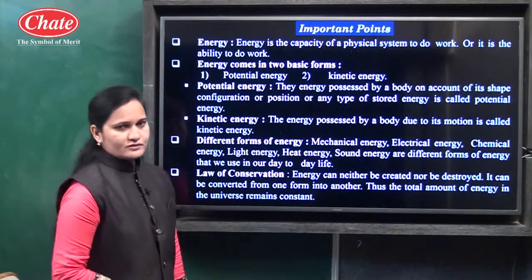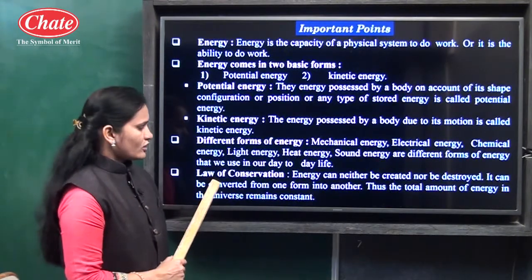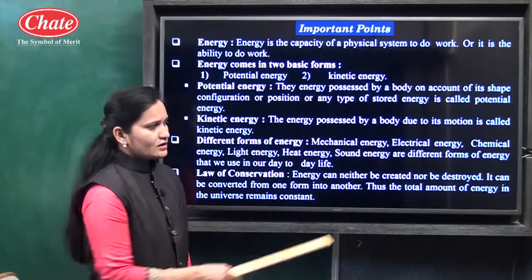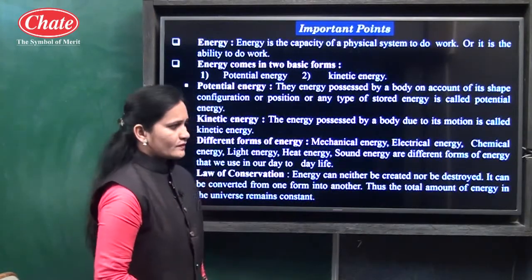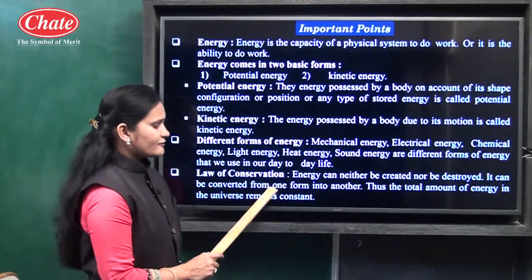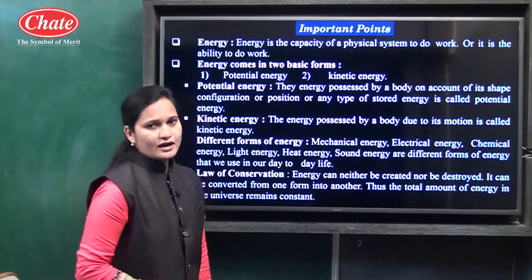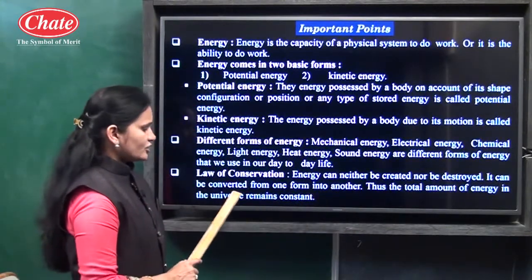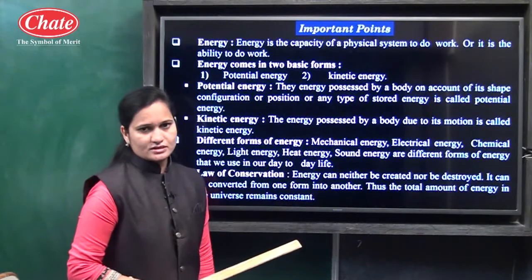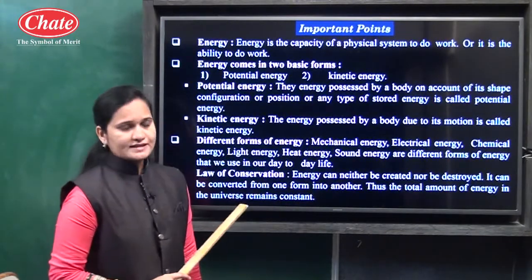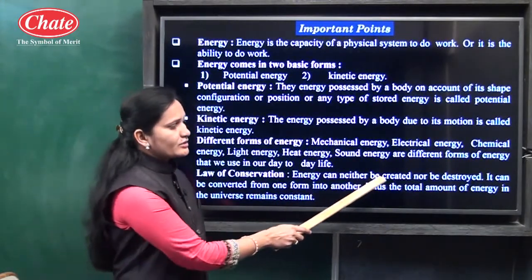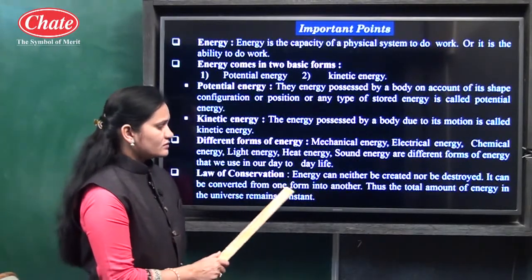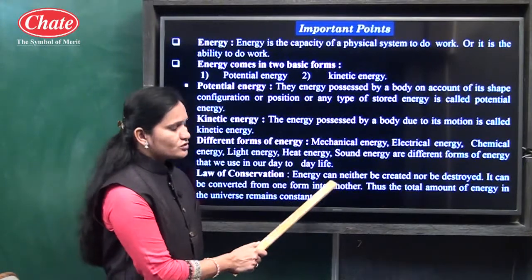Laws of conservation. Now see the law of conservation. Energy can neither be created nor be destroyed. It can be converted from one form into another, and thus the total amount of energy in the universe remains constant. For that I want to give one example here. Energy can neither be created nor destroyed, but it can be converted from one form into another.